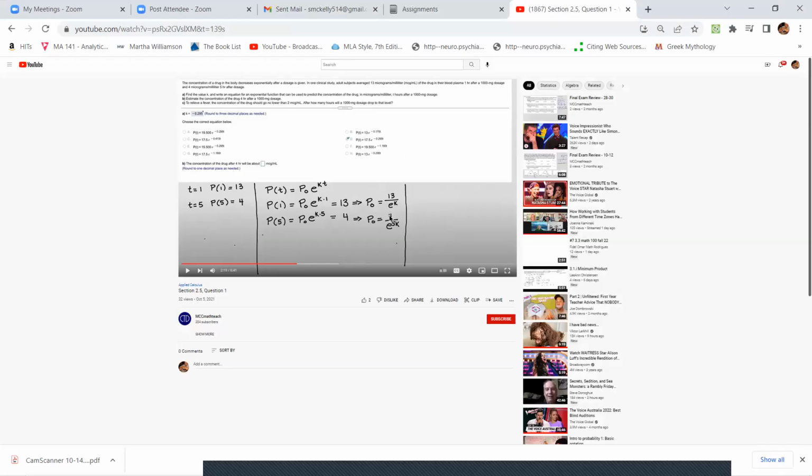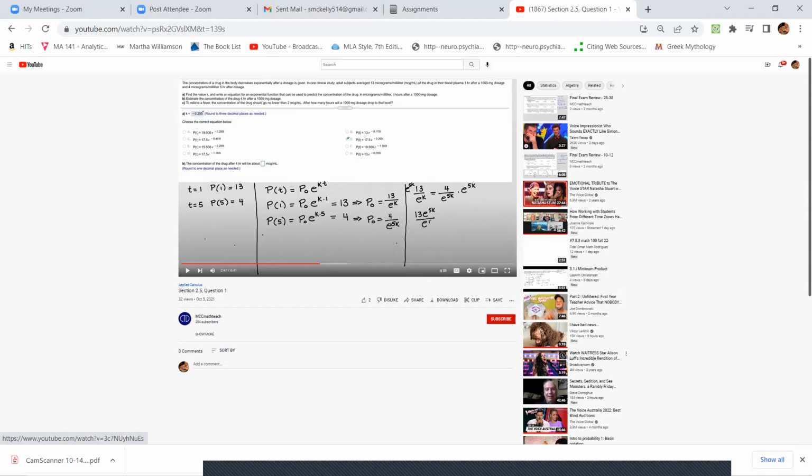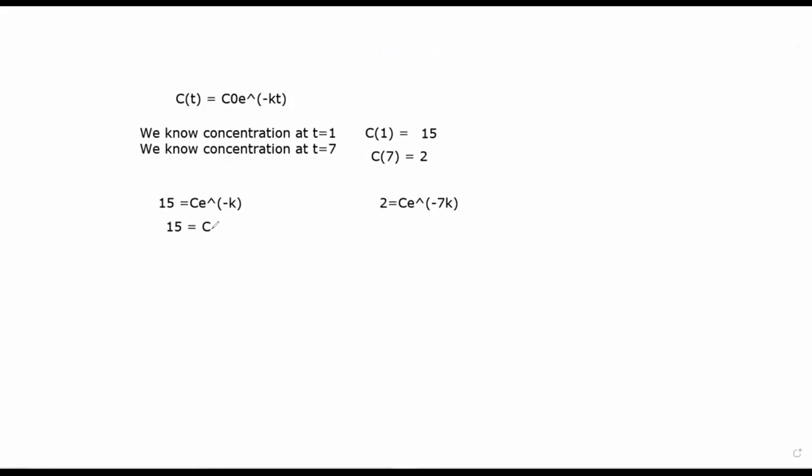Get here, let me just advance this. When you get here, you're going to take p sub 0. See how they're both equal to p sub 0? You're going to set, in our case, that's c. You're going to set them both equal to each other. So 13 over e to the k is 4 over e to the 5k. All right. So in our case, that's going to be this. Let me just do that.